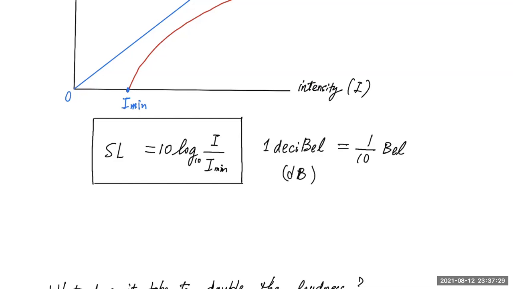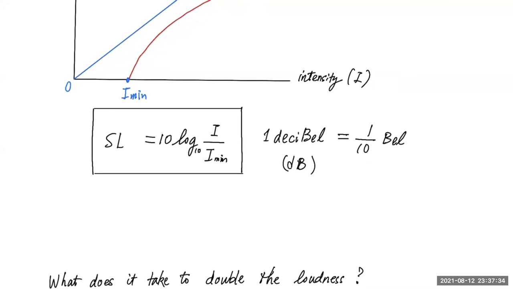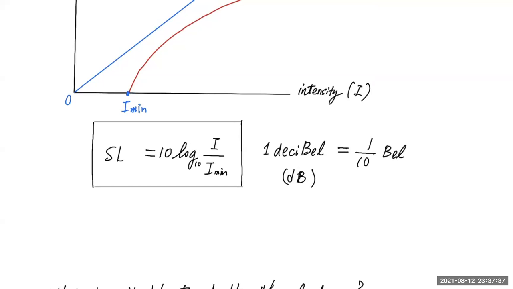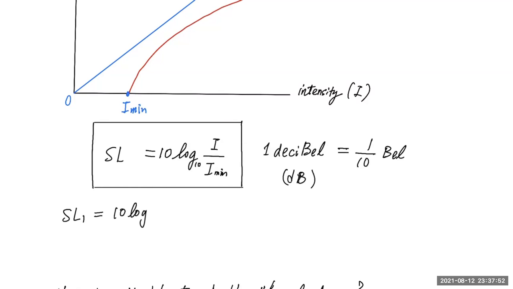So what does it take to increase sound level by 10 dB? Well, suppose you have two sound sources, one with intensity I1, the other with intensity I2. I can find the sound level for each one of them, right? So I get SL1 and SL2. SL1 equals 10 log of I1 over I minimum. Then SL2, for the second source, is 10 log of I2 over I minimum.